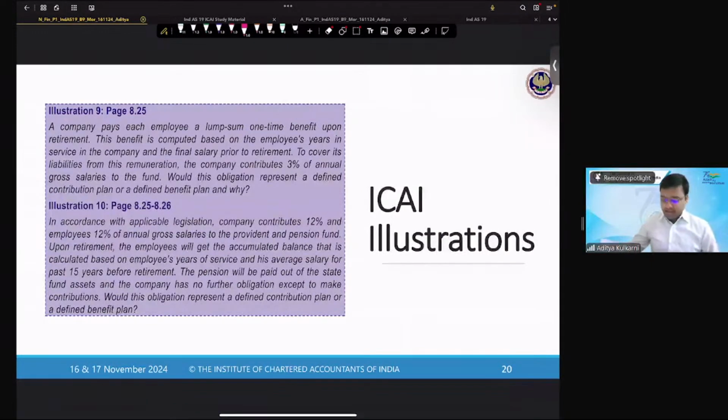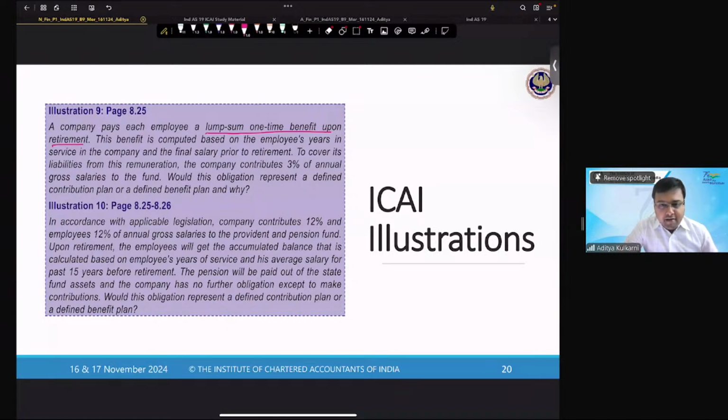Okay, so coming to the next one. A company, you can go through this illustration. A company pays each employee a lump sum one-time benefit upon retirement. The benefit is computed based on the employee's years in service and the final salary prior to retirement. To cover its liabilities from this remuneration, the company contributes 3% of gross salaries to the fund. Would this obligation represent a defined contribution plan or a defined benefit plan, and why?